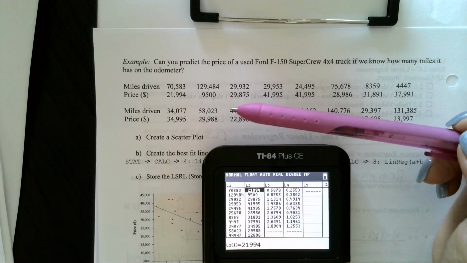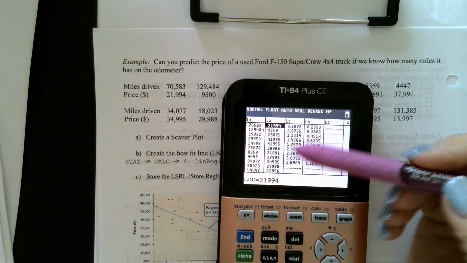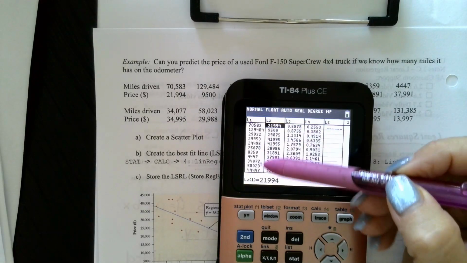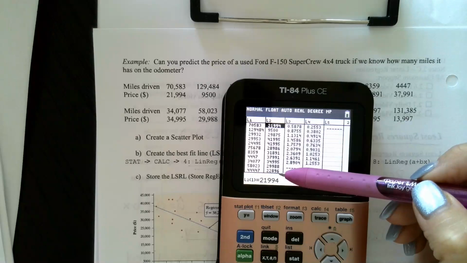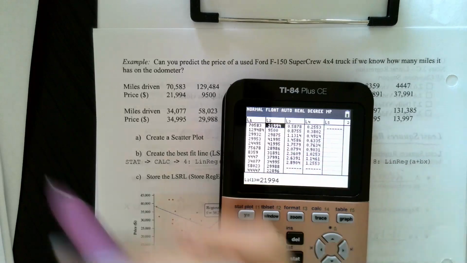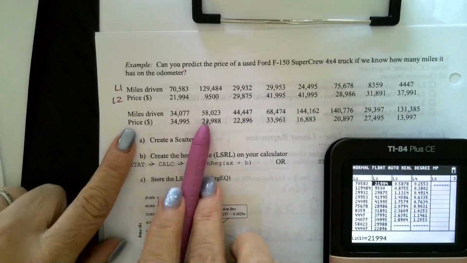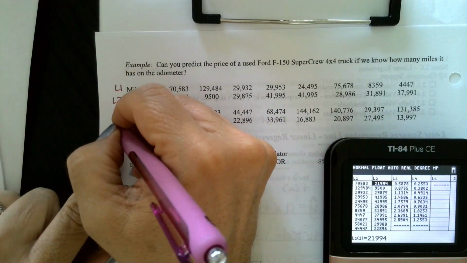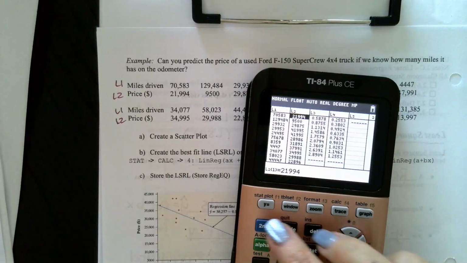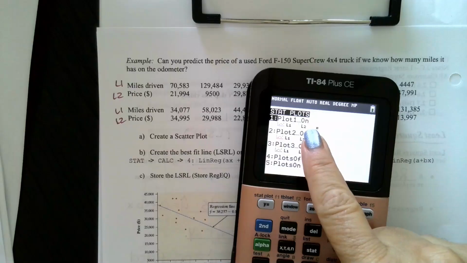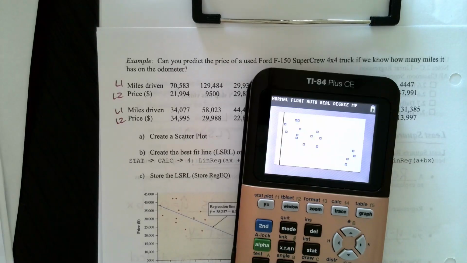Okay, so step one here is we want to create the scatter plot. I'm going to put my miles driven in my x variable, which is my L1, and I'm going to put my price in my L2. So go ahead and pause the video and populate that. Miles driven is L1 and price is L2, and then this continues into the next row, so you're going to have more miles in L1 and more price. Okay? All right, so now that you have that in there, we're going to check and make sure our stat plot is on, and it is. And I'm going to go zoom, zoom stat. I want to see all the data, and that's the data that I have.